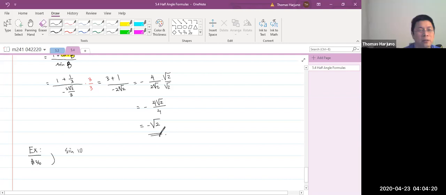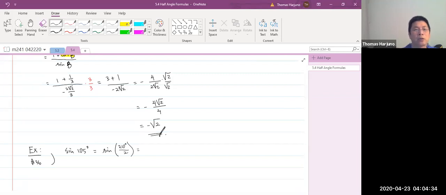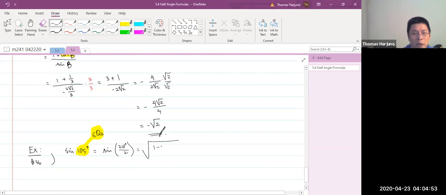Sine 105 degrees, and we use the half angle formula. Okay, so this is sine 210 degrees over 2. Now because 105 degrees is in quadrant 2, sine is positive, right? That's in quadrant 2, so sine is positive. That will be square root of 1 minus cosine 210 degrees over 2.